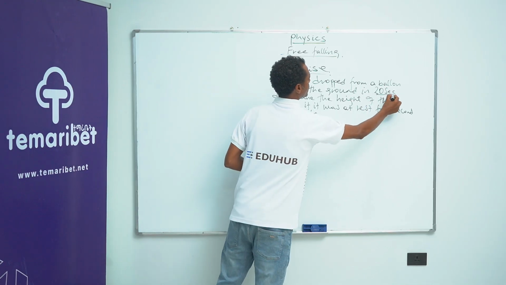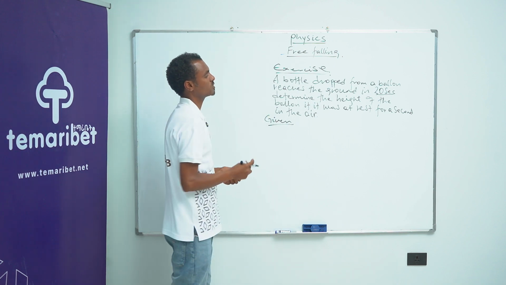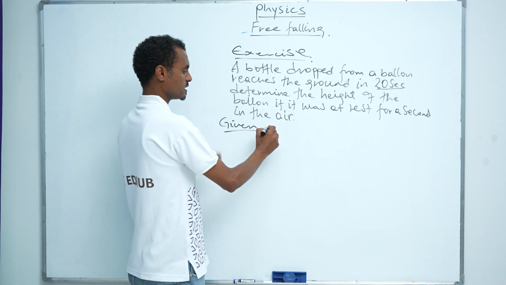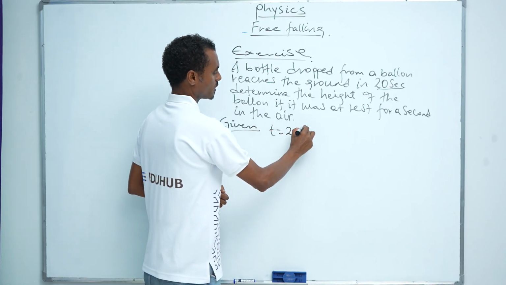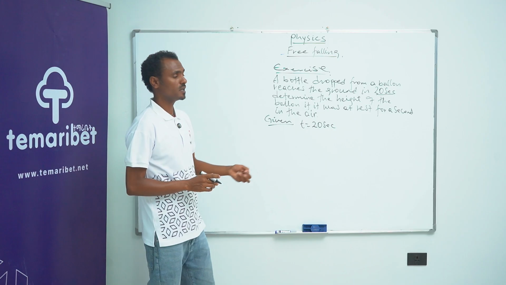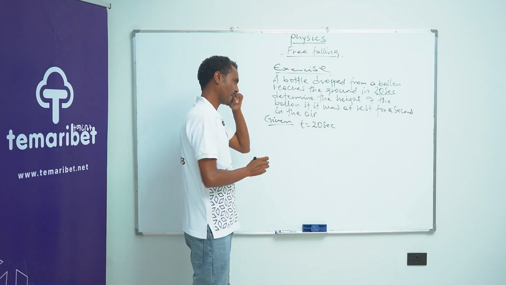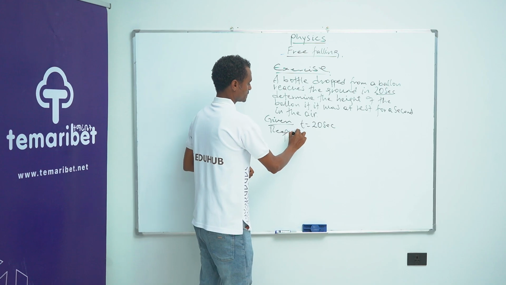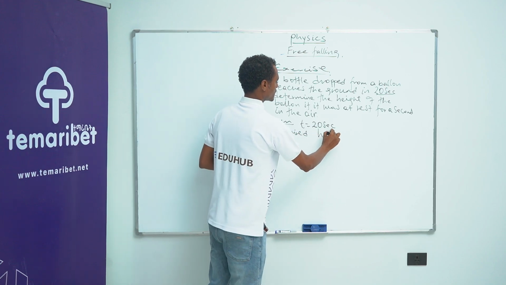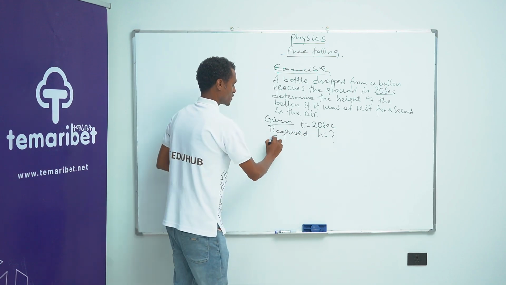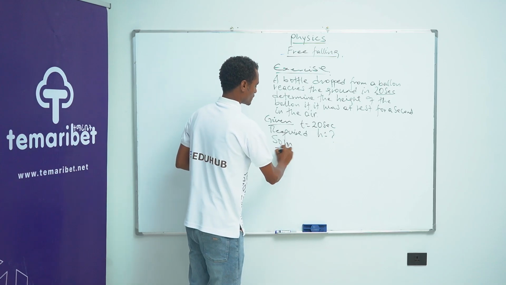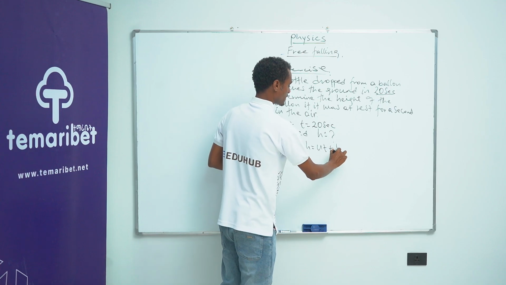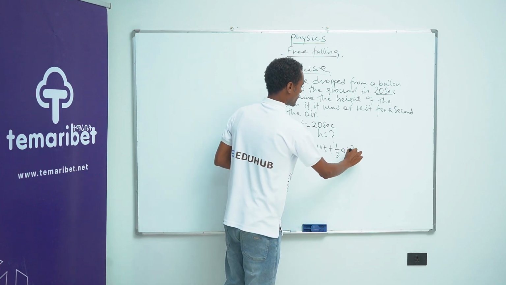Our time is already given, 20 seconds. A bottle dropped and reached the surface of the earth in 20 seconds. Our time is 20 seconds, and what is required is the height h. How can we solve this one? Solution: h is equal to ut plus half gt square.